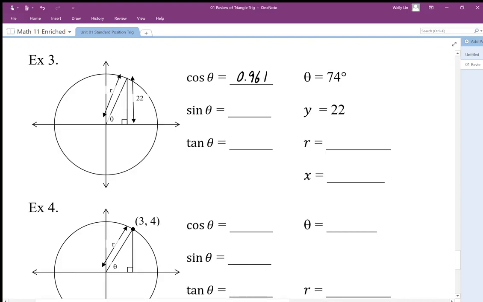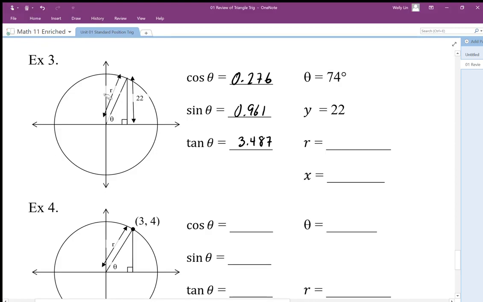0.961. So that's my sine ratio, 0.961. My cosine ratio, I'm going to get 0.276 when I round that. Okay, and then for my tan ratio, I'm going to get a slope of 3.487.